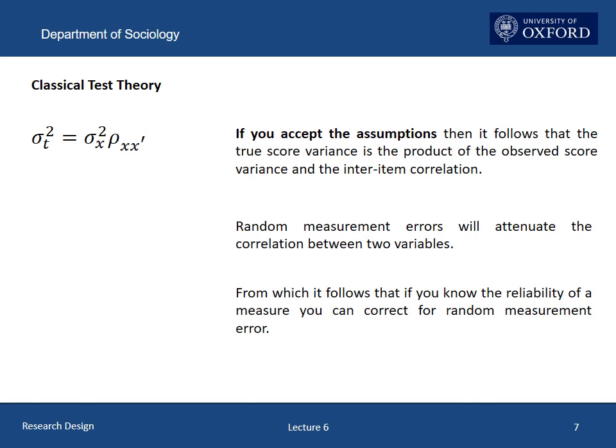This has one important implication. Purely random measurement error will attenuate the observed correlation between variables. In other words, in a world where only random measurement errors impact on the measurement process, things will appear to be less related to each other than they actually are. That should be a bit concerning. But it also follows that if you know the reliability of a measure, which admittedly might be a big if, it is straightforward using fairly standard methods to correct for random measurement error.